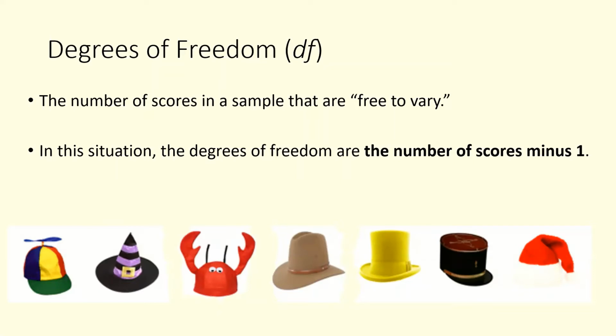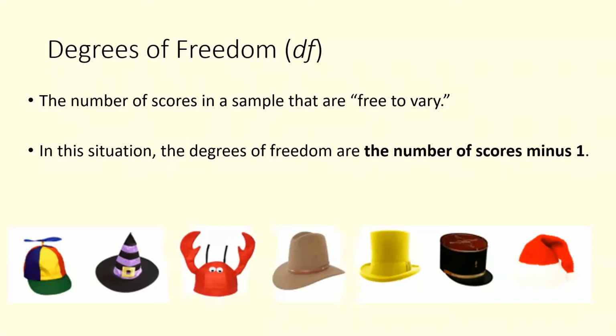What that means is that essentially those other scores are free to vary, all except for that one in this example. All of those scores can basically be anything except for the last one. Once we've set all of those other scores, then that last score has to be what it's going to be in order to make that mean work out correctly.